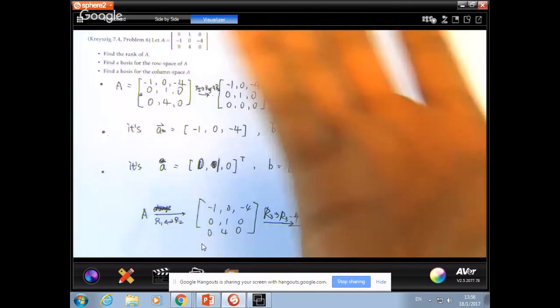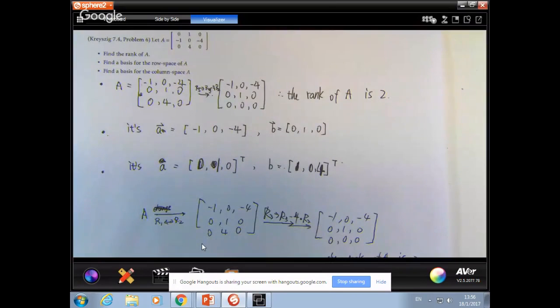Therefore, to find a basis for the column space, you actually have to either do column operations, or you can take the transpose and do row operations. So all I'm saying is, first take the transpose, then do row operations, not do row operations and then do the transpose. You have to be careful.